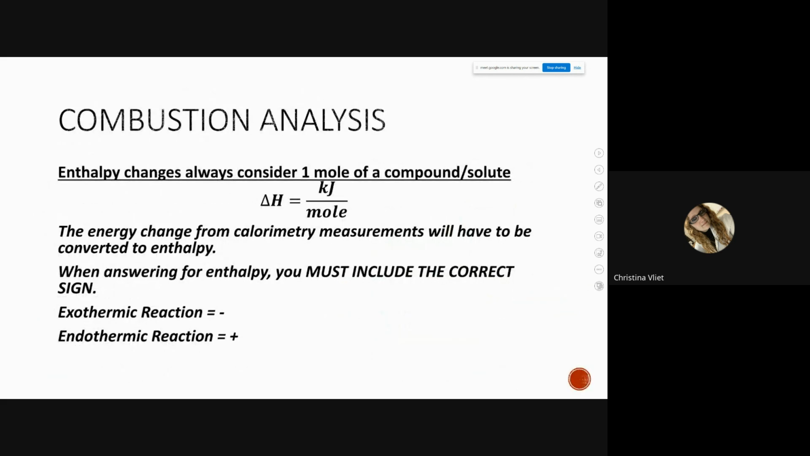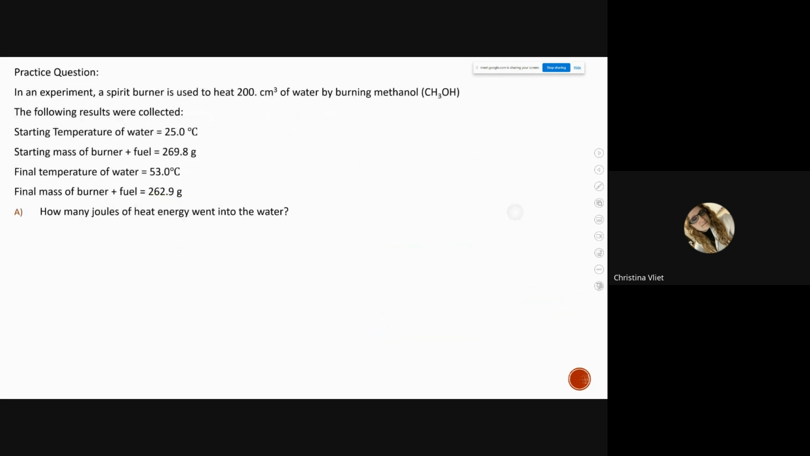We're almost done. This is a repeat of what I said before. You have to give the sign for enthalpy. And as we do our last question, this is where we'll continue next class, actually.